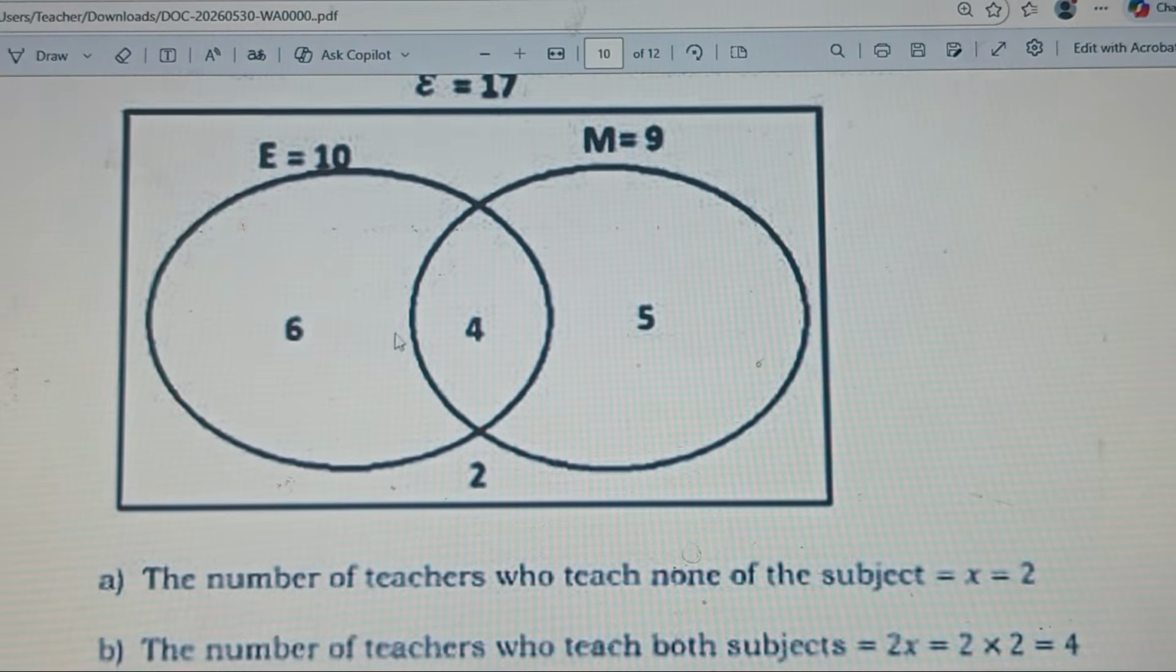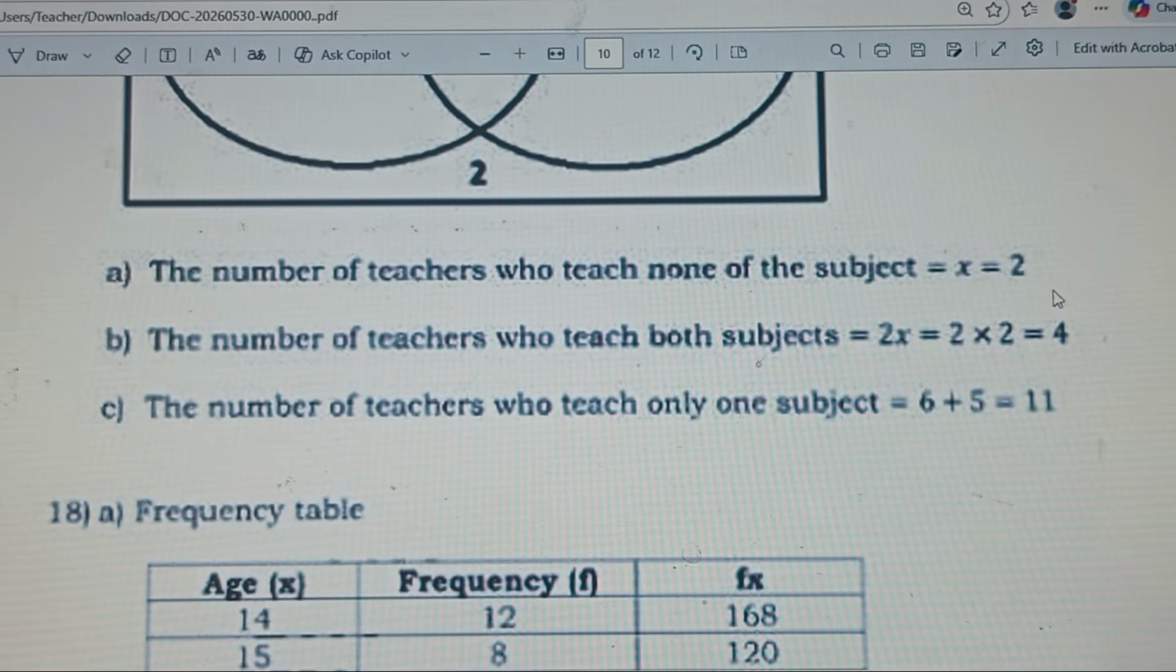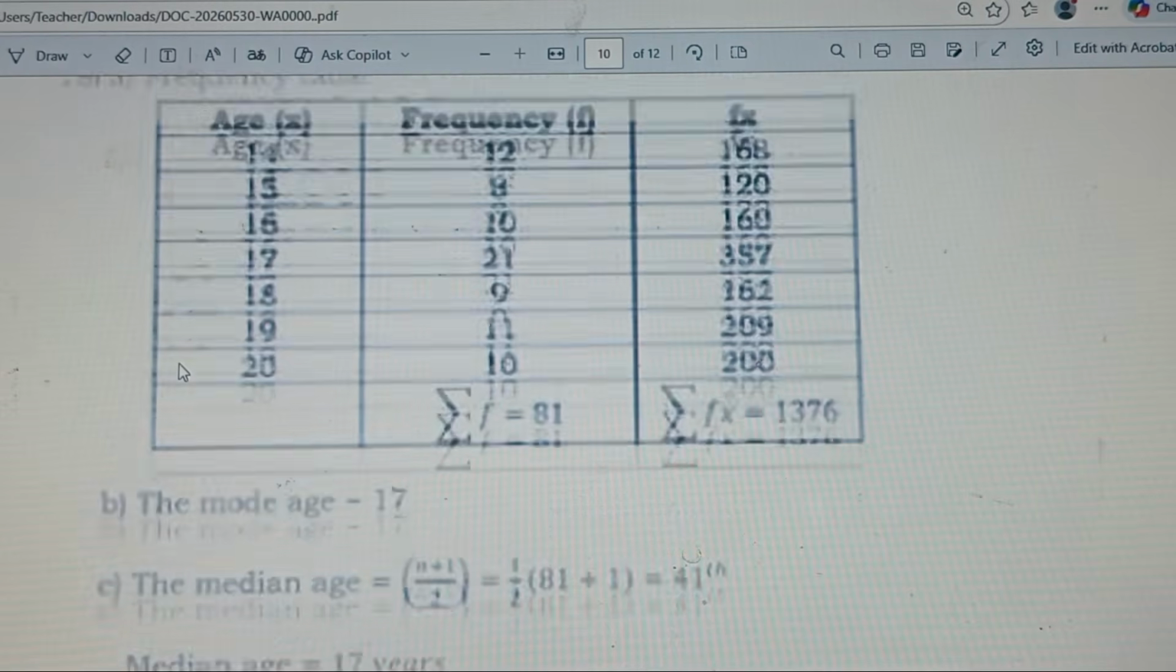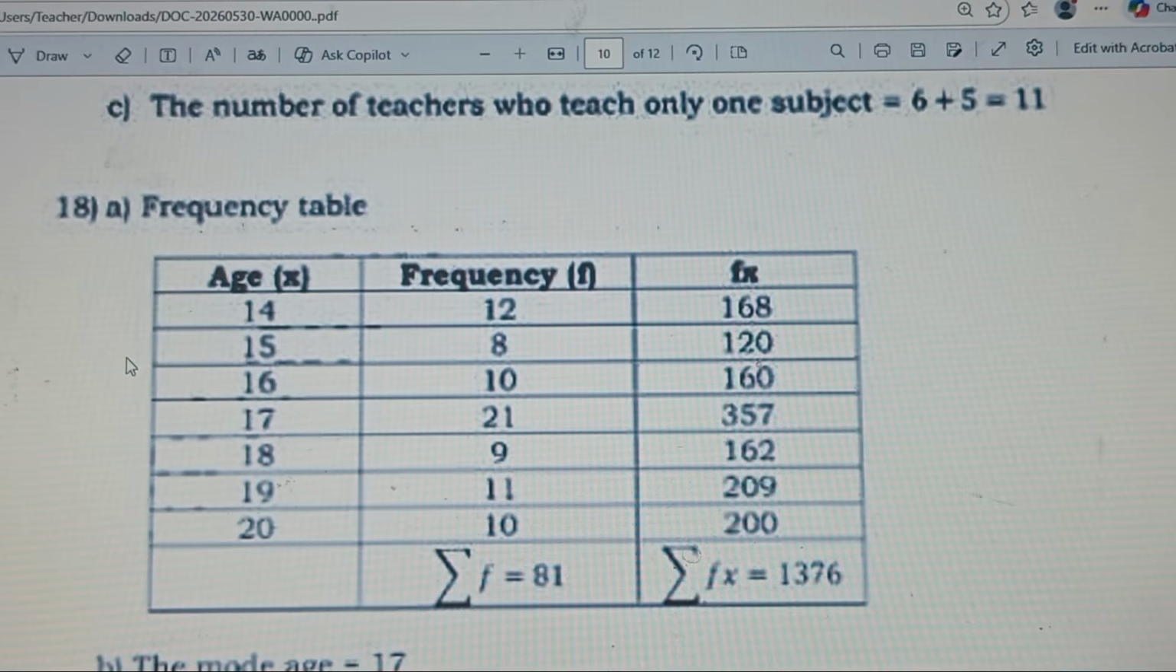Then you substitute in the diagram: both is 4, economics only is 6, math only is 5, and none is 2. Then you answer the question. For A, the number of teachers with no subject is 2. The number of teachers with both subjects is 4. The number of teachers teaching only one subject means not both, so you add economics only and mathematics only, and you get 11. Question number 18 is statistics.